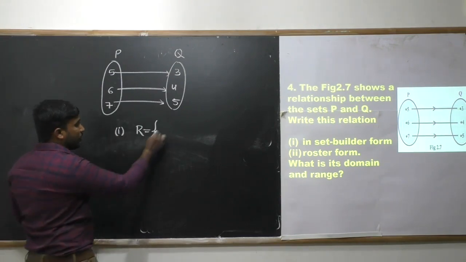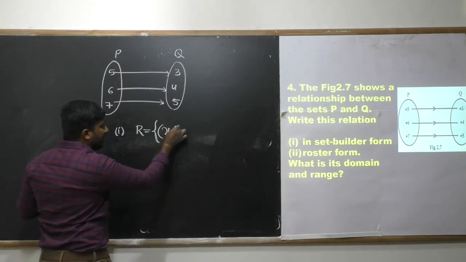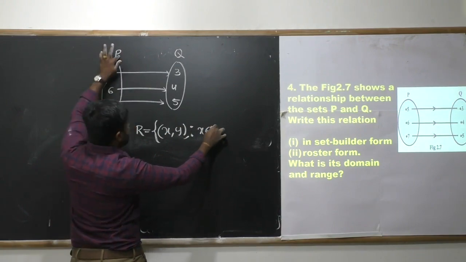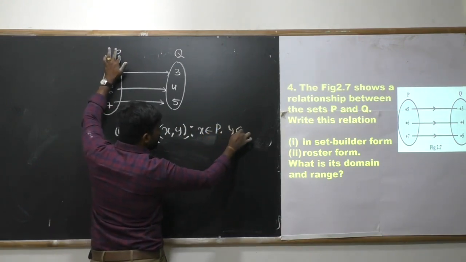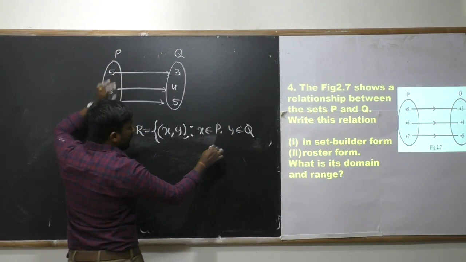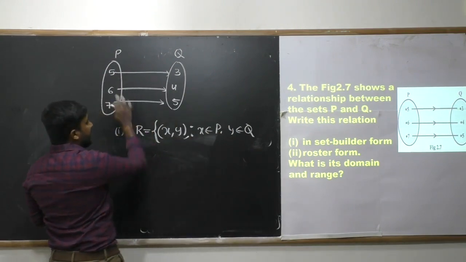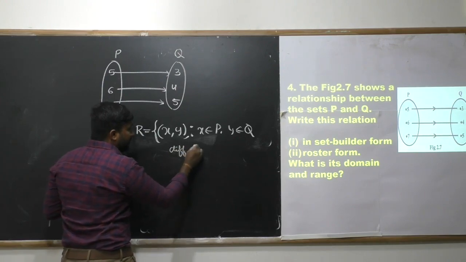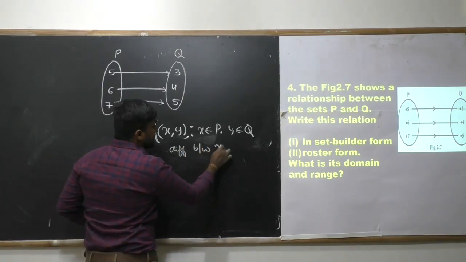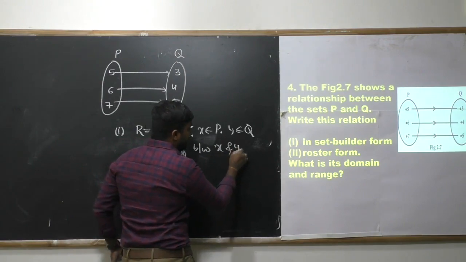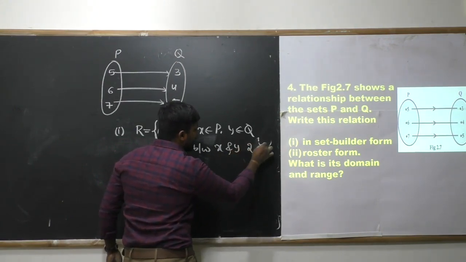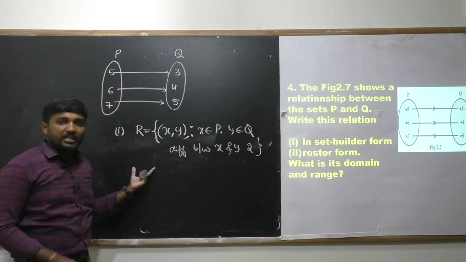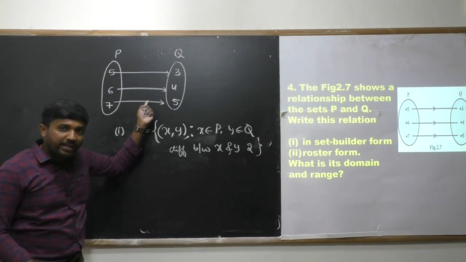Okay, now R is equal to the set containing ordered pairs (x, y), where x belongs to the first set P, y belongs to the second set Q, such that what is the condition between elements x and y? The difference between x and y, how much? The difference between x and y is 2. Correct? This is the set builder form of the given arrow diagram.